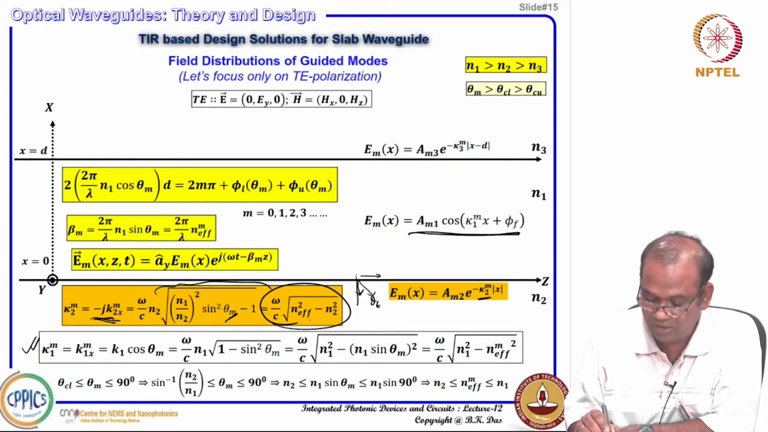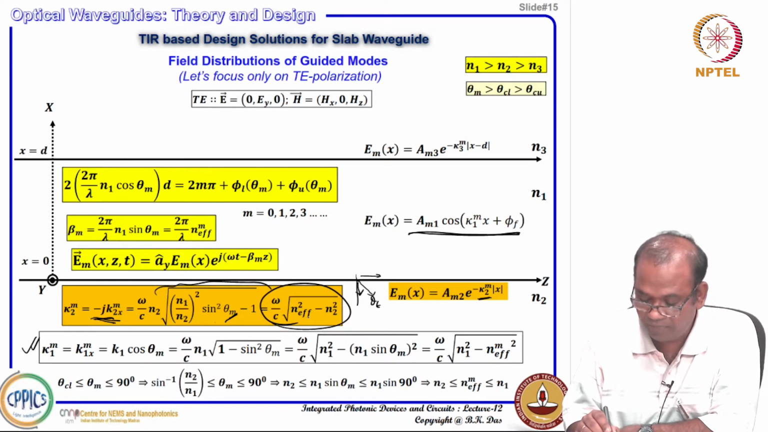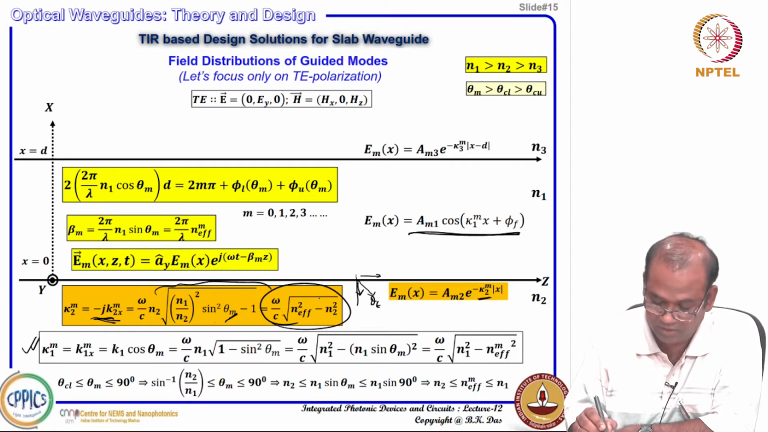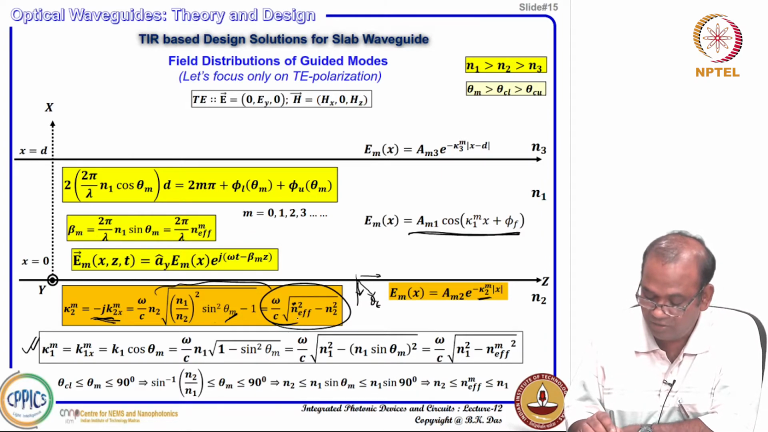Now, you see n effective square must be greater than N2 square, which is what we have shown. Here I would write n effective m, because m should be written here, a typo mistake. So, that means this is n effective m square greater than N2 square.